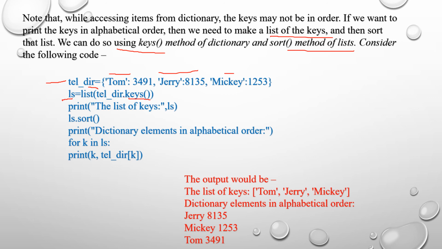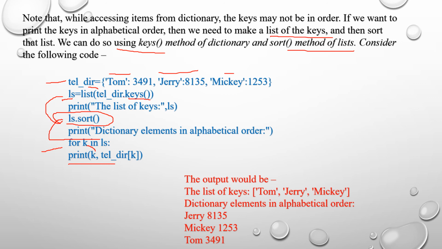After that I am calling the list ls. I am going to sort it by using the sort function. So if you print this, the Python interpreter will print the dictionary elements in alphabetical order. After that I am specifying the for loop, where k is the loop variable, in ls. ls is the sorted list. After that I am going to print k and the dictionary tell_dir of k.